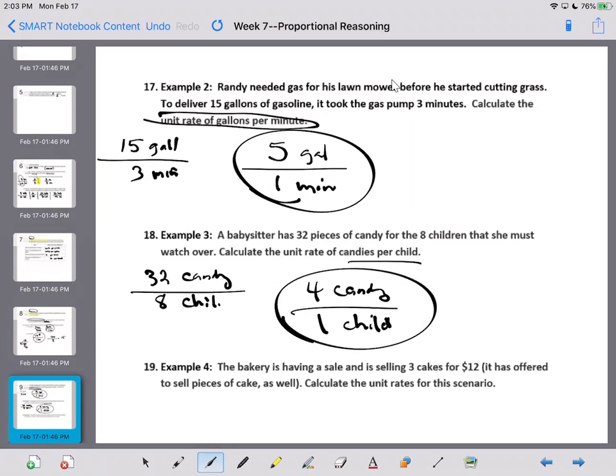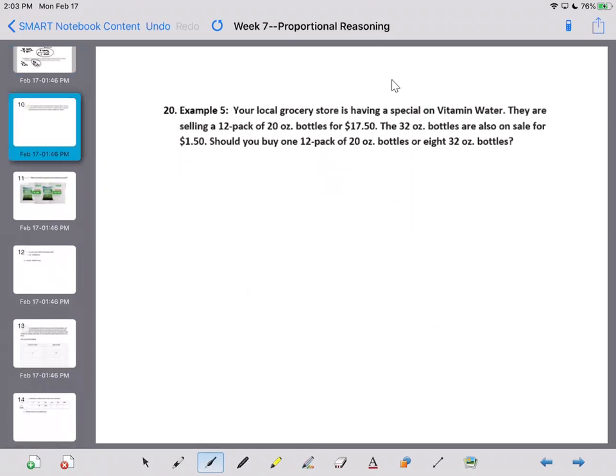A bakery's having a sale and it's selling 3 cakes for $12. So I would say $12 for 3 cakes. Calculate the unit rate. That would be $4 per 1 cake. Again, you're trying to get everything down to one amount when you're dealing with unit rates.